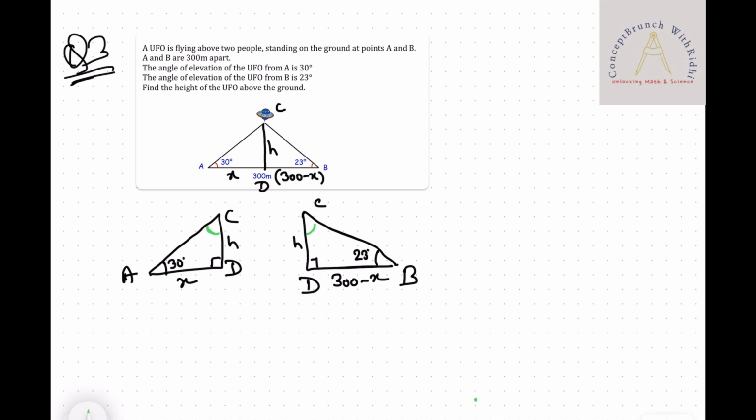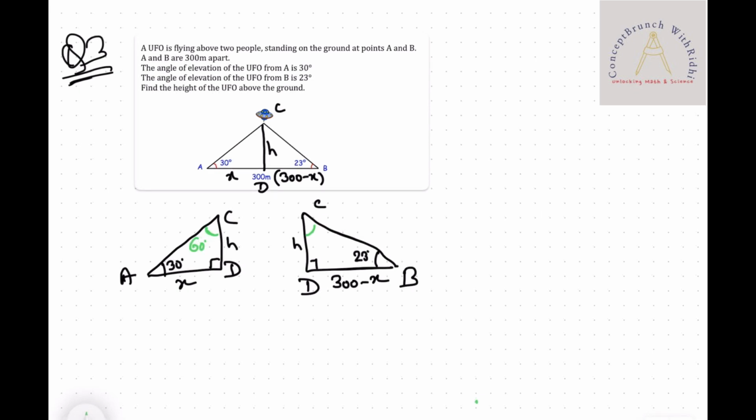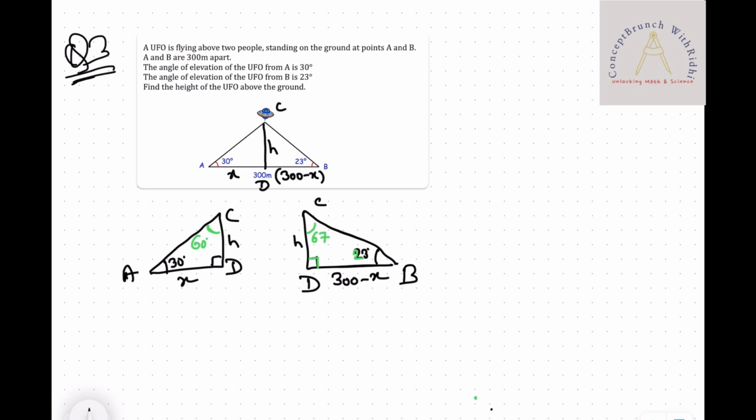30, 90, 60, correct? In this one, what can we say? In this triangle, this is 23, 90, so this is going to be how much? Maybe 67, correct? Okay, without the sine rule we can also do this question. You know why? Because in this triangle we can apply tan 30 degree is equal to h divided by x. And in this case, tan 23 degree is equal to h divided by 300 minus x.